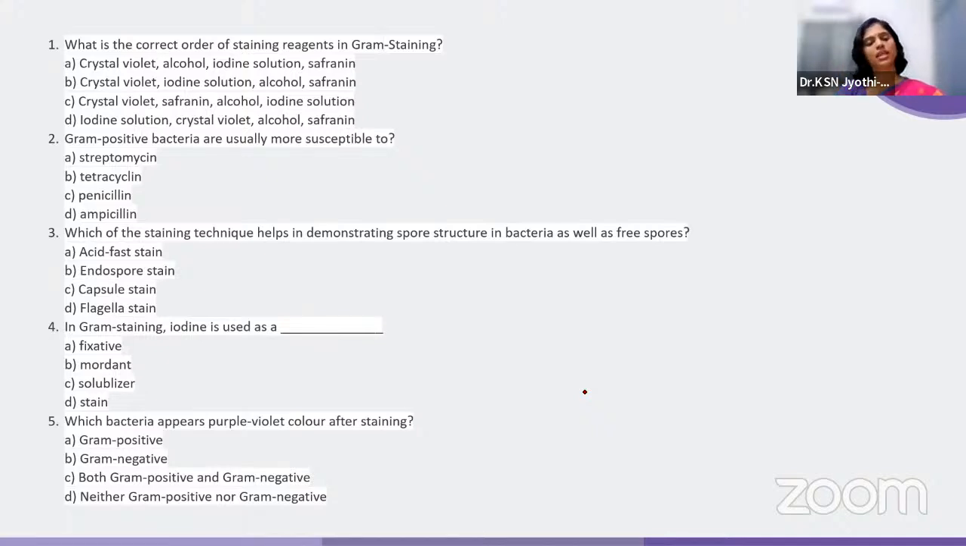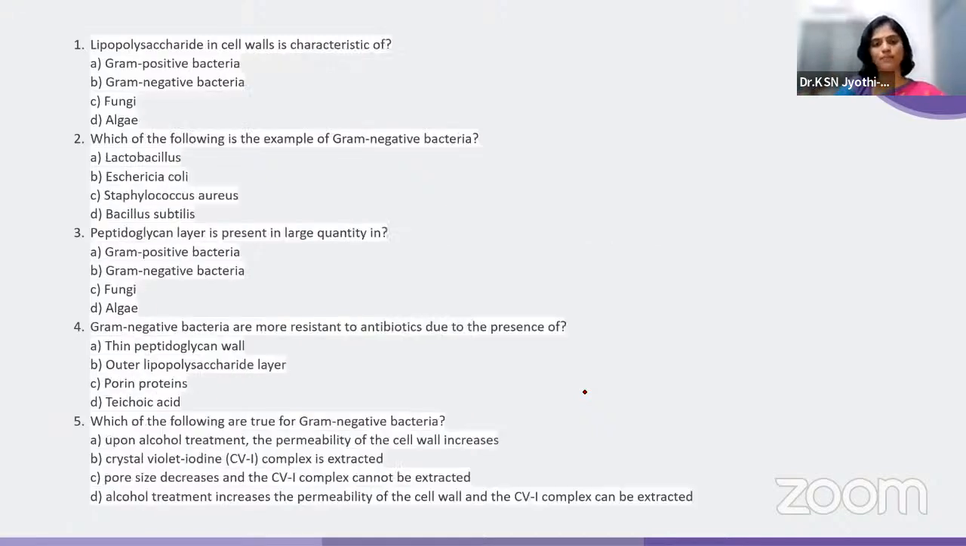So remember that. Then which bacteria appears purple violet color after staining? Very clear. What gram positive, what color is produced? Gram negative, what color is produced? White. Then lipopolysaccharide in cell walls is characteristic. So remember which bacteria has an LPS layer, which bacteria do not. I gave you a tabular column which says which is positive, which is negative to the bacteria. And which of the following is an example of gram-negative bacteria? Very important. You should know some examples at least for gram-negative and gram-positive bacteria.